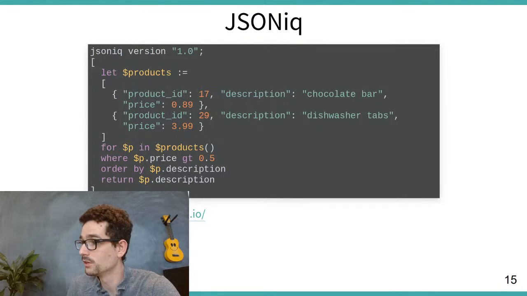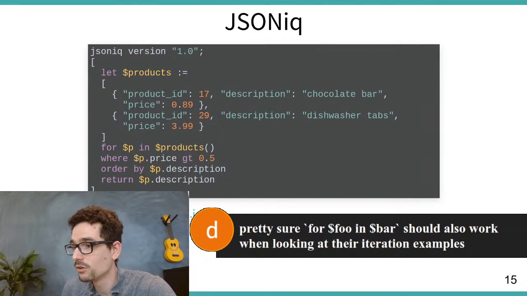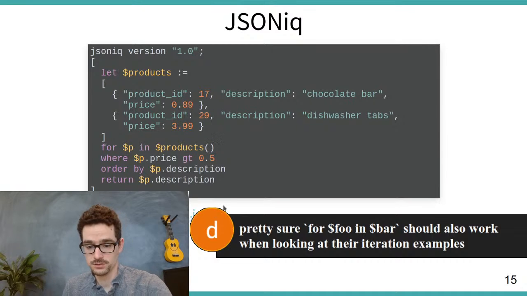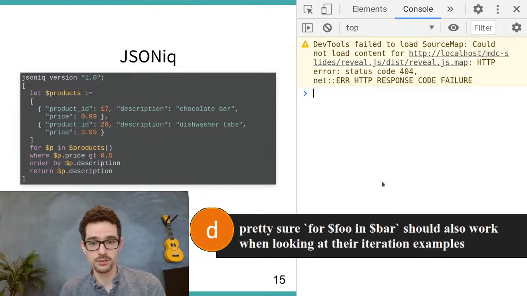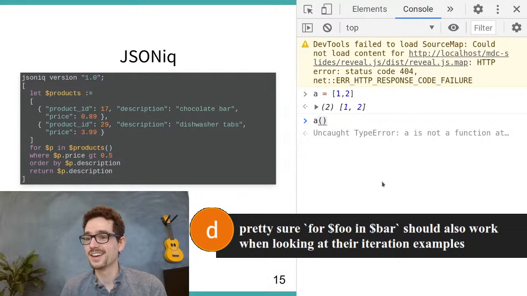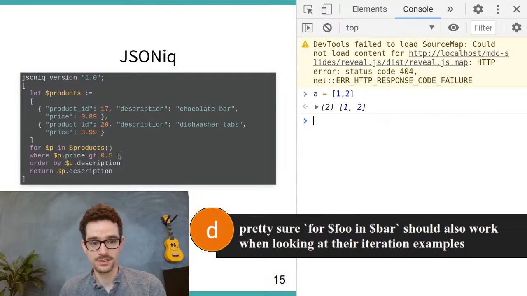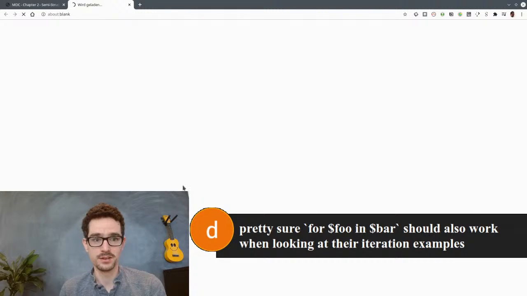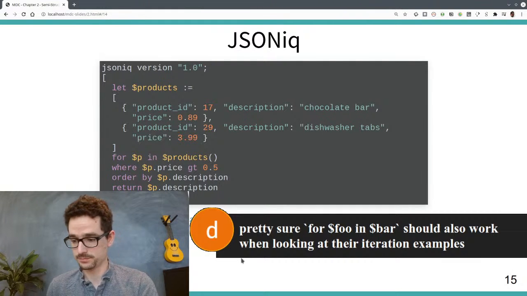So there's a comment about JSONiq again. Pretty sure for foo in bar should also work when looking at their iteration example. So maybe you're right that these brackets are simply too much, that they are not necessary. So in JavaScript it makes no sense to say a is an array and then a, no, I cannot call an array. I will try this out when the website works again. Let us try this out at the end of the lecture.